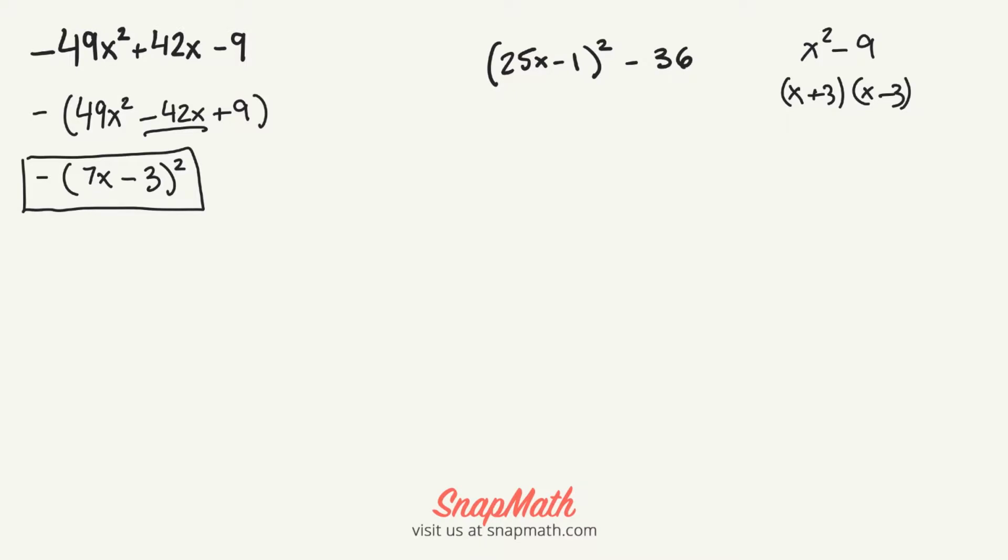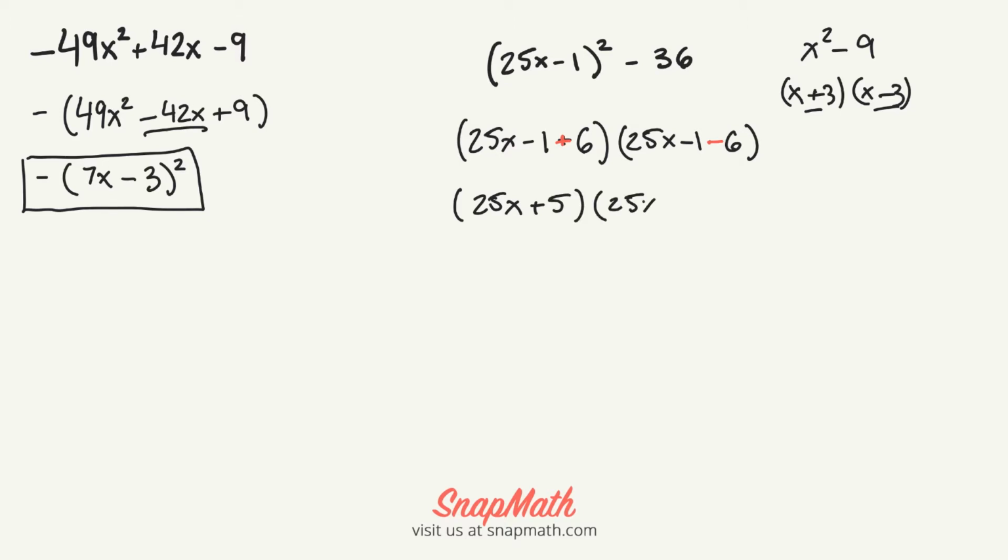So 25x minus 1 squared minus 36. The square root of 25x minus 1 squared is 25x minus 1. And then we're going to do, the first one will be plus the square root, which will be plus 6, and then we'll do 25x minus 1 minus 6. So as you can see how we did plus and minus for this example problem, the plus and minus, I'll draw in red, are right here. Okay? Now we kind of just combine like terms, so this will be 25x plus 5, and then this will be 25x minus 7.